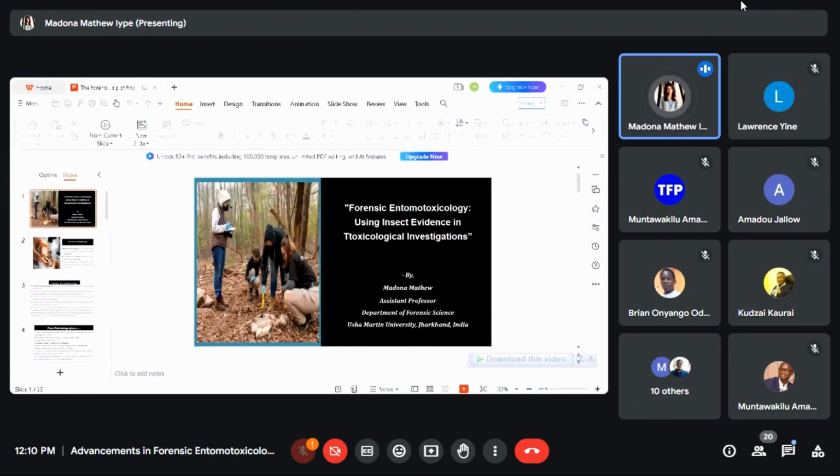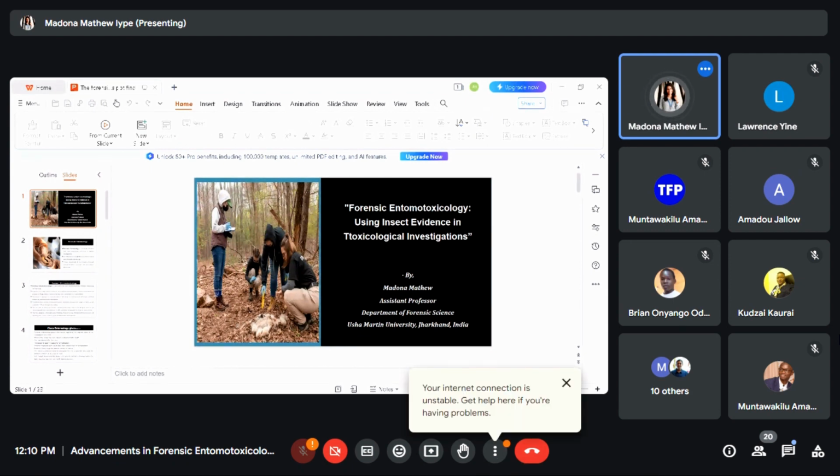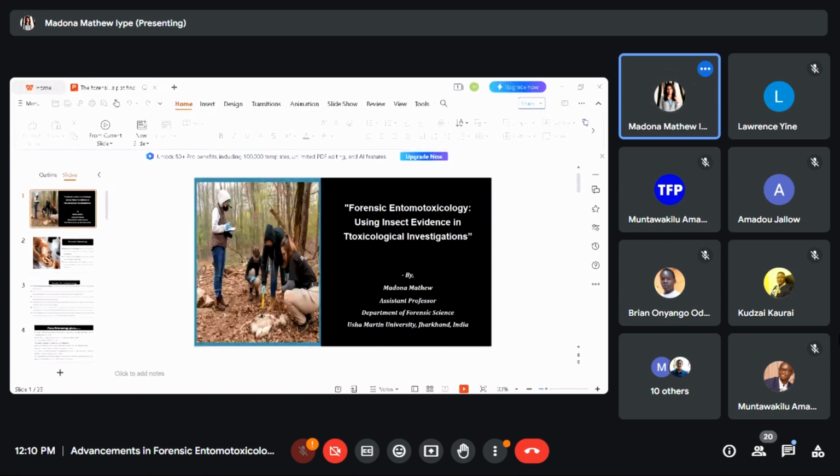So these insects, the fauna, can ingest or come into contact with the drugs or the poisons present in the body, and their analysis can provide valuable information. The information regarding the death can also be provided when we investigate and analyze these drugs or toxins or poisons. All this information can help the forensic investigators to determine the cause and manner of death, as well as provide legal evidence for the proceedings.